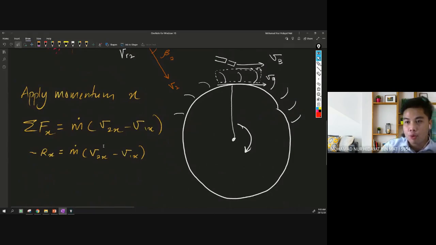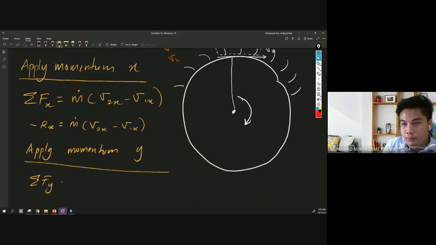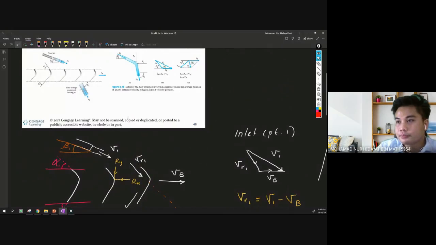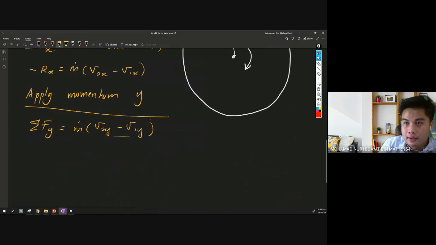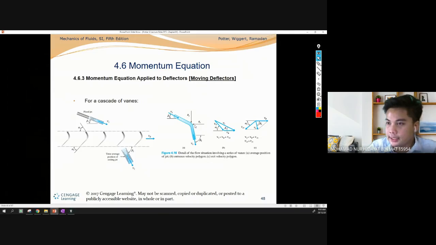If you want to apply the momentum in y component, just follow this formula. Summation of force in y component is equal to mass flow rate times V2y minus V1y. Ry is pointing downward, so it is negative. Negative Ry equals mass flow rate times V2y minus V1y. This is the same here. I will explain later on. So that's why you can see how the derivation looks like.